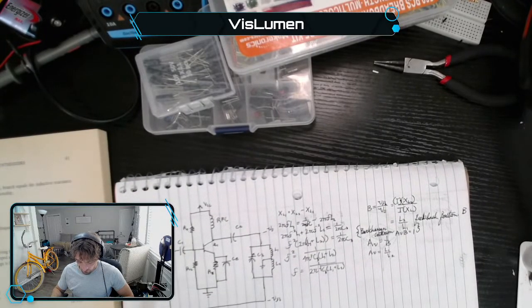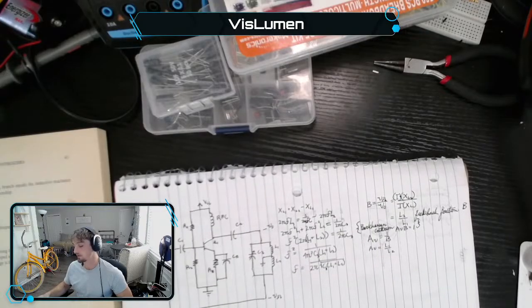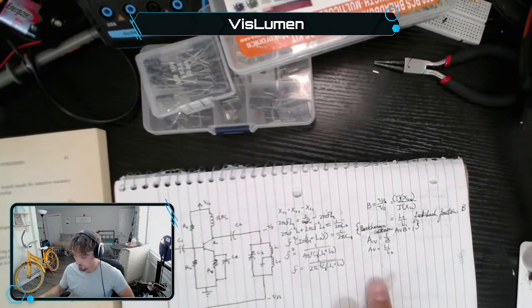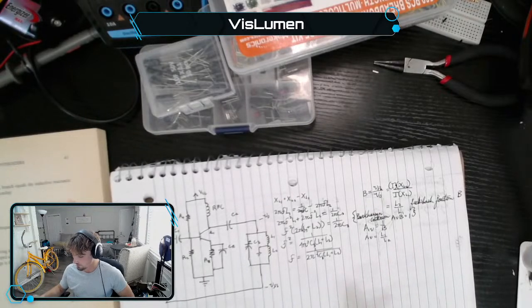In order to overcome the loss in the feedback network, the common emitter amplifier gain must equal at least the ratio L1 over L2. Therefore, yes, sustaining oscillations. Overcome the losses in the feedback network. Okay, so L1 over L2, AV. Interesting. Okay.